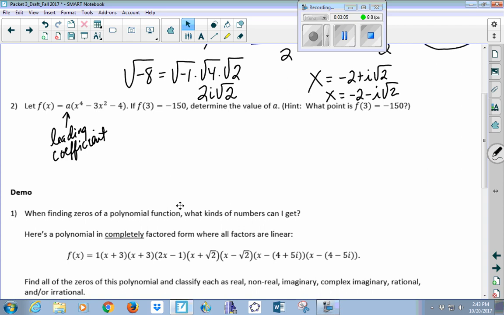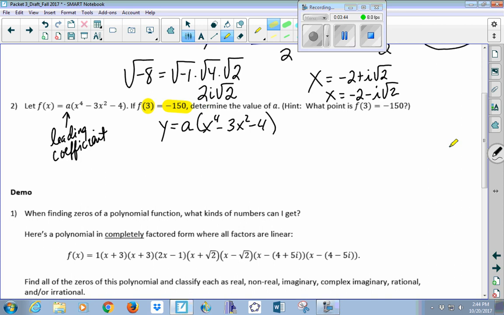Well, if you change f of x to y for a minute and write a times x to the 4th minus 3x squared minus 4, and you look at that equation, you say the only way I'm going to be able to figure out what a is is if there's some information given to me about an x value and a y value that is a solution to this equation, meaning it's a point on this particular graph. And that's given to you right here. It's a little bit in disguise, but here you can see when x is 3, y is negative 150.